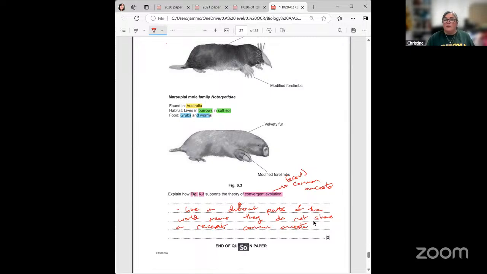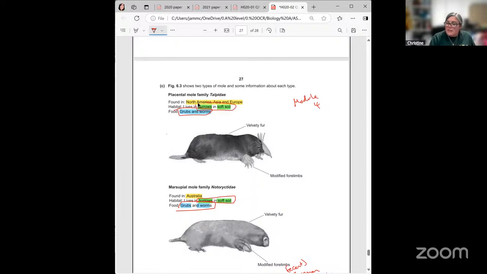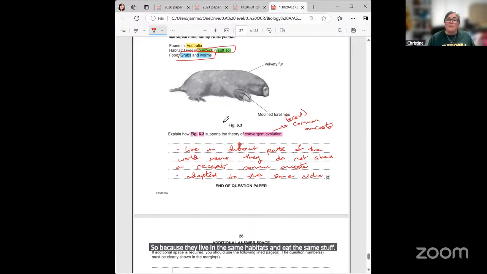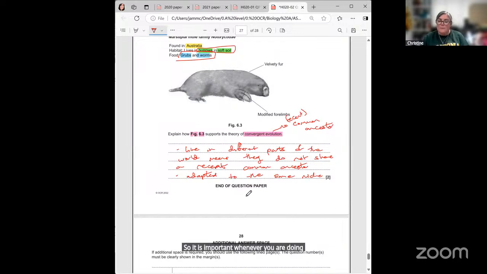Because they don't live in the same place, they have to have adapted to the different environments, but they have the same niches. They live in the same habitats and they eat the same stuff. So because they live in the same habitats and eat the same stuff, they've adapted to the same niche, and therefore the way in which their bodies have evolved is the way best adapted to survival in the environment in which they live. So whenever you are doing this, it is important to think about the information that they're giving you.